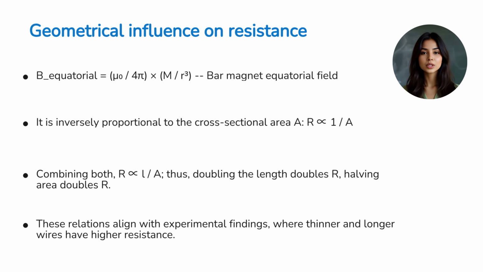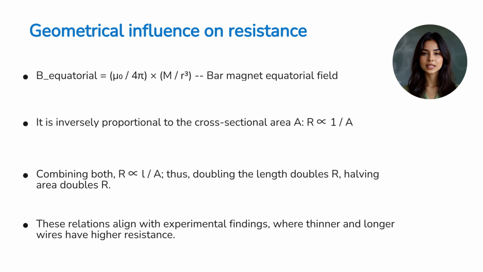Hey physics explorers! Ever wondered why a thin wire in your phone charger gets hot faster than a thick one? Well, it all comes down to how the shape and size of a wire influence its resistance, the wire's opposition to the flow of current. Let's start simple. Resistance increases with length. That means if you double the length of a wire, the electrons have to travel twice as far, bumping into more atoms along the way, just like a longer hallway means more steps before you reach the end.